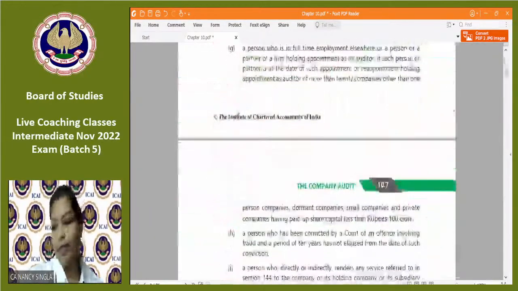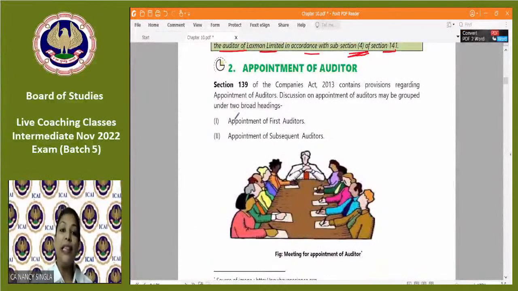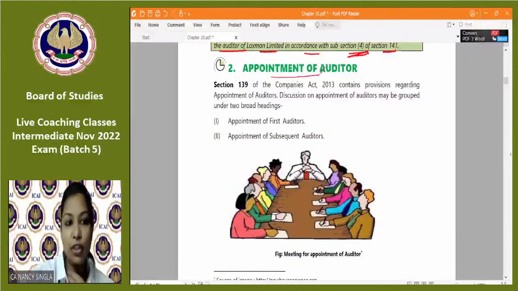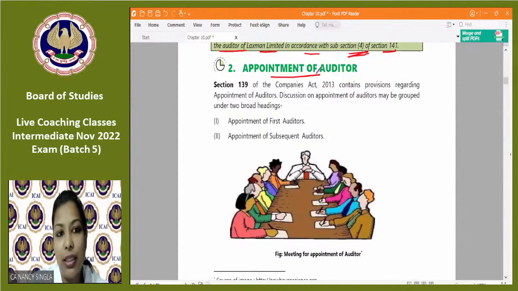Okay. Now section 139. Clear, Karthik? So section 139, it is about appointment of auditor. Understood who all are eligible, but how to appoint an auditor? For how long to appoint an auditor? Is it always the same auditor? How to appoint? So all these provisions are contained in section 139.